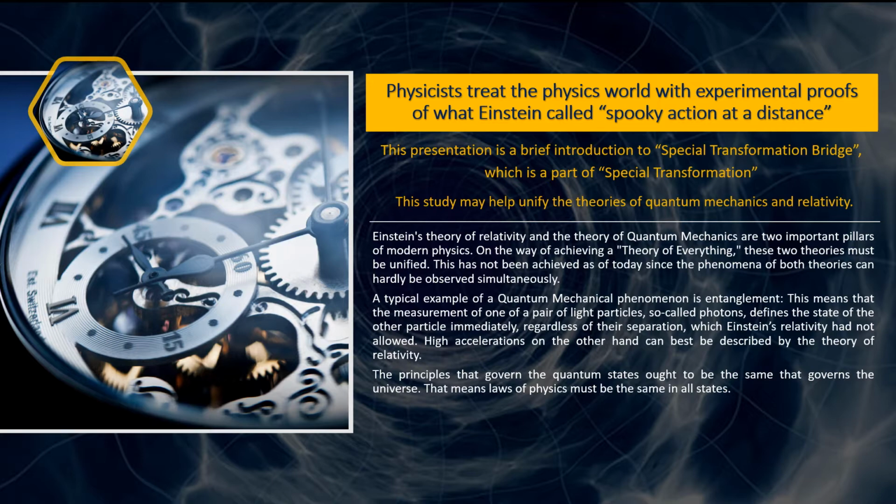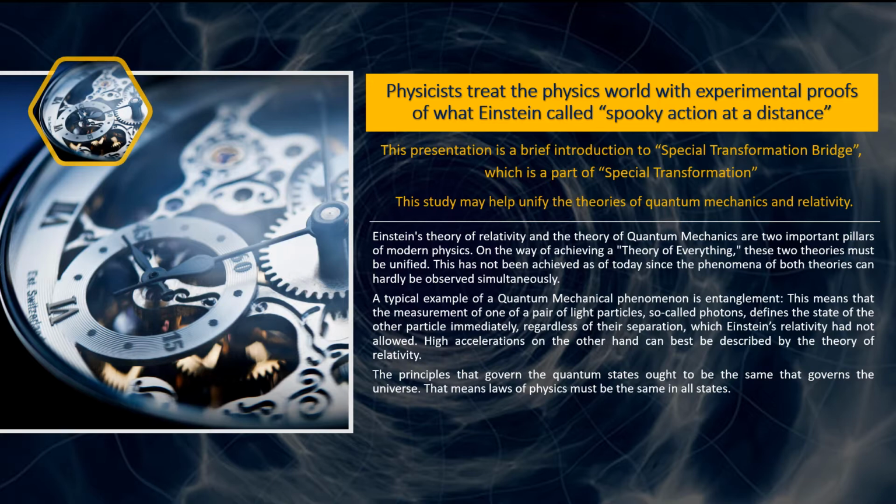Einstein's theory of relativity and the theory of quantum mechanics are two important pillars of modern physics. On the way of achieving a theory of everything, these two theories must be unified. This has not been achieved as of today, since the phenomena of both theories can hardly be observed simultaneously.